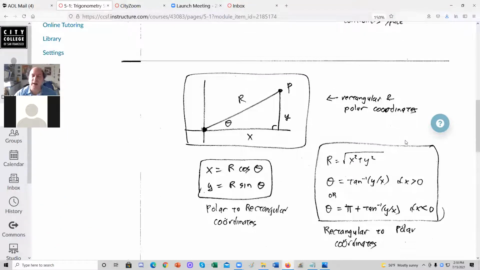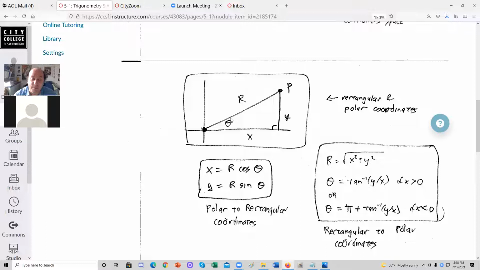Now we connect these two with this diagram here. If we have a point out a distance r at an angle theta, over x and up y, we get a right angle triangle, and we get the usual equations. So x over r is cos theta, so x equals r cosine theta. Y over r is sine theta, so y equals r sine theta. So from r and theta, we get x and y, polar to rectangular coordinates. Going in reverse, given x and y, to find r, well, that's Pythagoras. R is the root of x squared plus y squared.